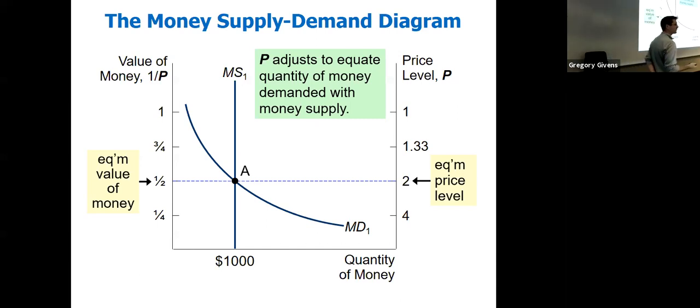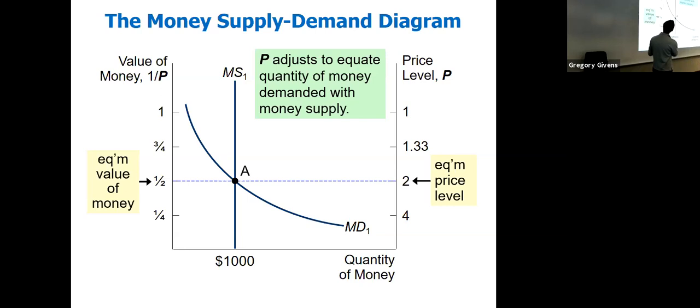Now, what does the model suggest would happen then? If there's a surplus of money, the value of money should fall, and therefore the price level should rise in equilibrium. Now, does that make sense to you? If money supply exceeds money demand, does it make sense that the price level will rise? Hopefully that does make sense, right?